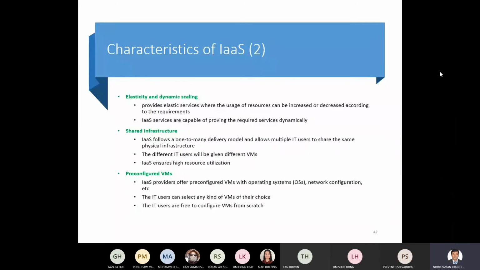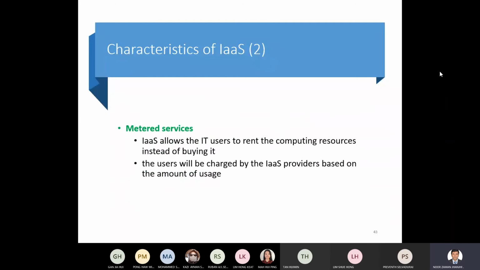So these are the pre-configured VMs. It means virtual machines are already configured. We can use them. We can access the infrastructure, and then we can share the infrastructure as well. And then we can build any kind of thing. And it is very much elastic and very much dynamic.